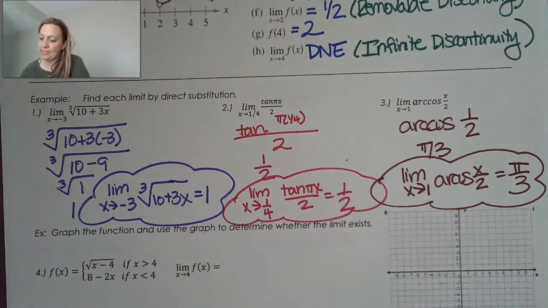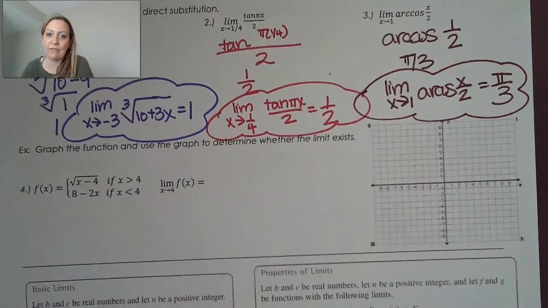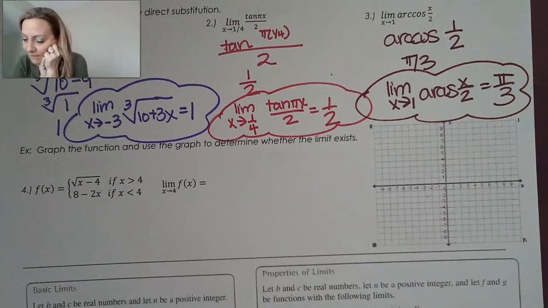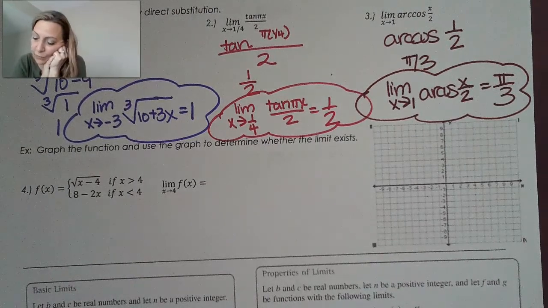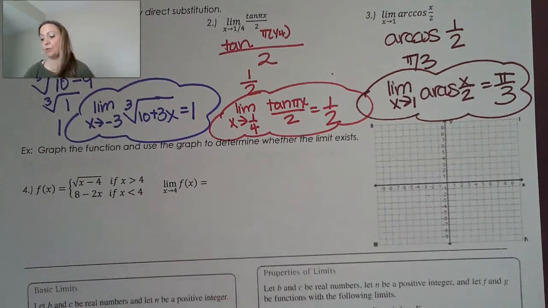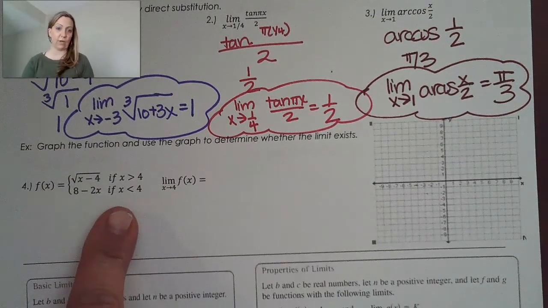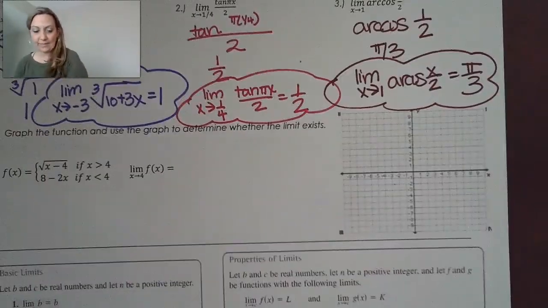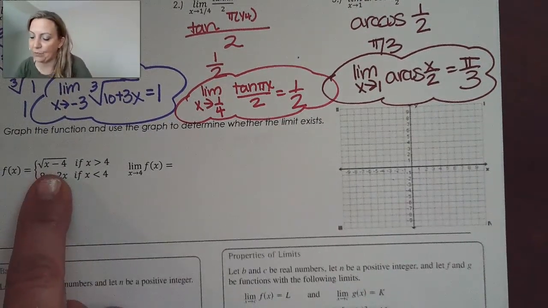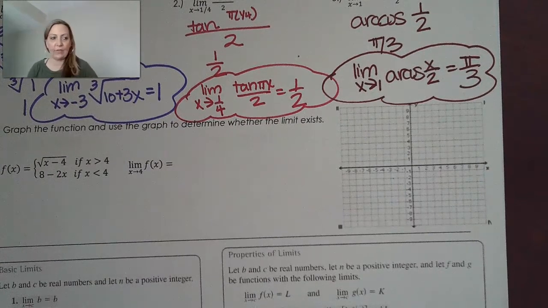The next example says to graph the function and then use the graph to determine whether the limit exists. So again, we have f of x equals the square root of x minus 4 if x is greater than 4, and 8 minus 2x if x is less than 4. And it wants us to decide what the limit as x approaches 4 is. So we can see that there is no value when x is 4. So let's use this idea of limits to help us out a little bit. So let me graph the square root of x minus 4 when x is greater than 4.